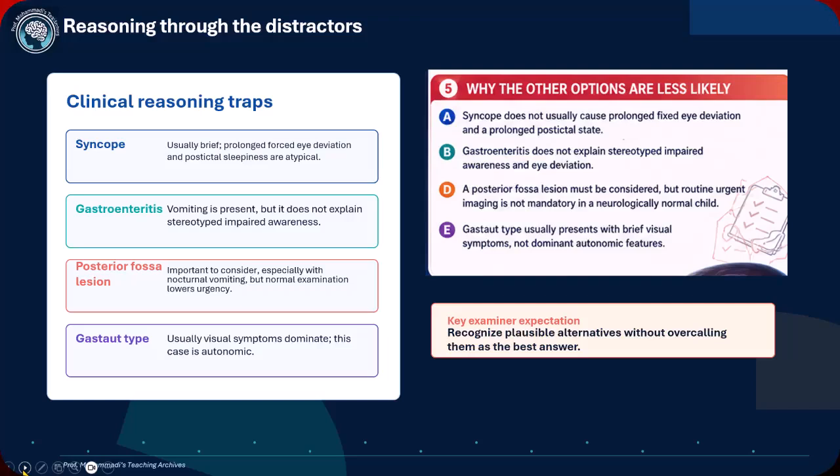A posterior fossa lesion is an important consideration, especially when nocturnal vomiting is reported. However, in a child with a typical autonomic seizure pattern and a normal neurological examination, immediate routine urgent imaging is not necessarily the best answer. Gastaut-type occipital epilepsy is also less likely because that syndrome is usually dominated by brief visual symptoms rather than prominent autonomic features. Next slide, please.